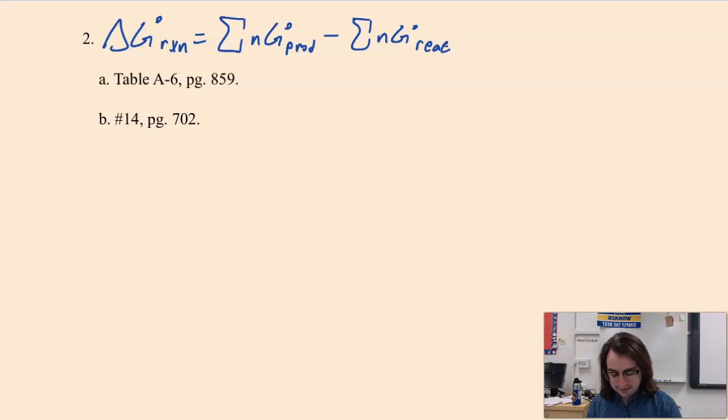And you might have kind of guessed this was going to happen, because if you look in the book, you have three columns. We've used the H column, we've used the S column. The G column is used for the same thing. We just look up the values and plug them in. So let's look at this problem on page 702, number 14. It says compute the Gibbs free energy, which just means delta G, for the following equation. Let me go ahead and write the equation down and then we can get started.